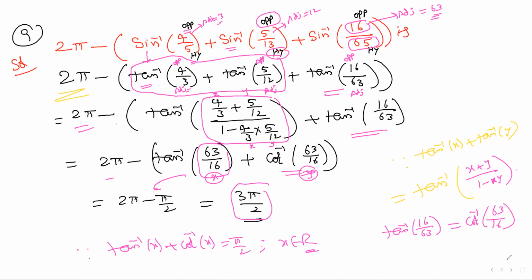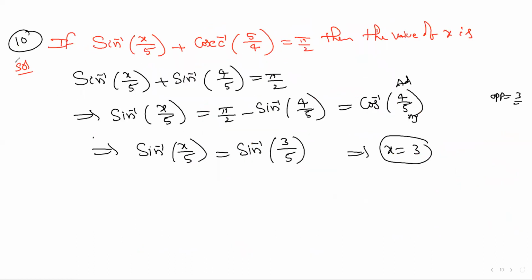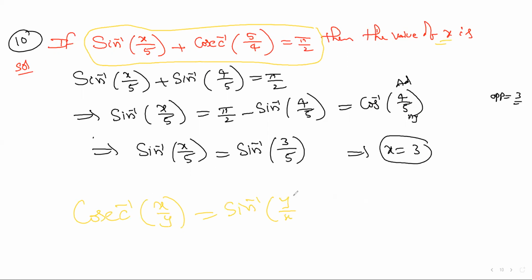Okay, now I am going to explain question number 10. In the statement, sin inverse of x by 5 plus cosecant inverse of 5 by 4 is equal to pi by 2. This condition is given. Then find out the x value. So we have the formula: cosecant inverse of x by y is equal to sin inverse of y by x. Here it is the reciprocal. Secant inverse of x by y is equal to cos inverse of y by x. Tan inverse of x by y is equal to cot inverse of y by x.